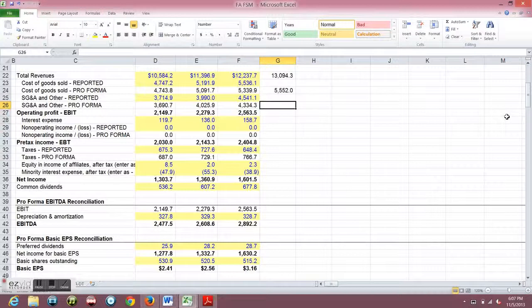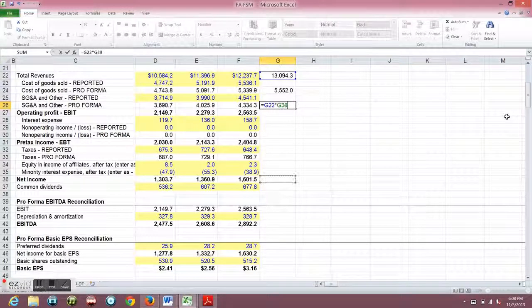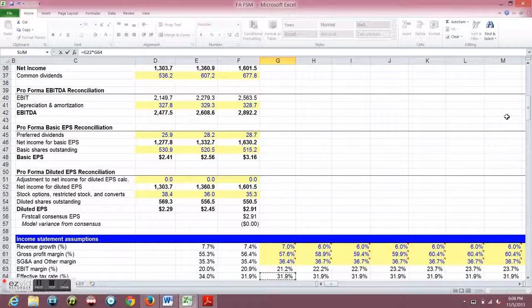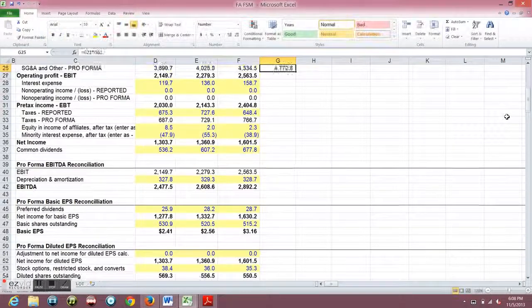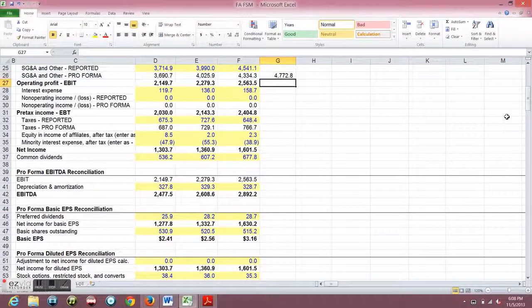And then we're going to do SG&A other, which we do have a margin for. Whenever it comes to margin, and this is why margins are so useful, whenever you multiply your margin by your revenues, you get that number, you get your SG&A, and that's what we did over here, okay?